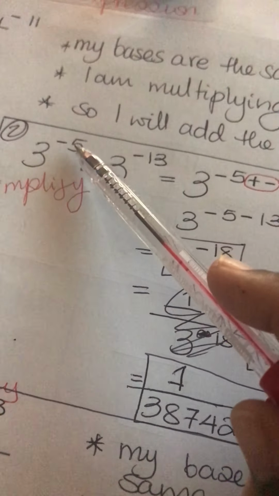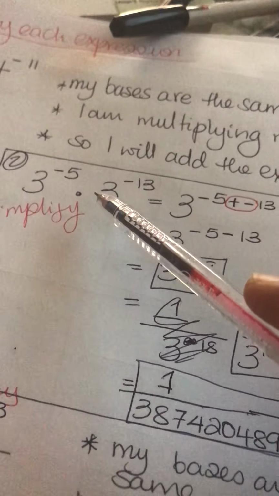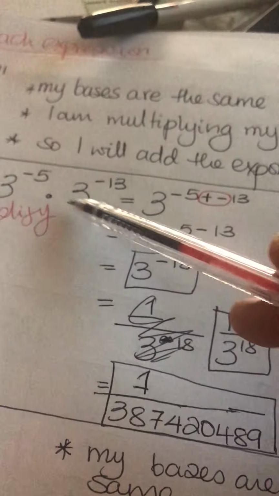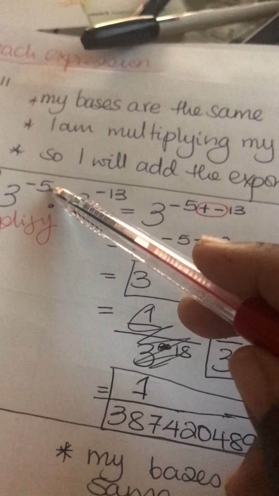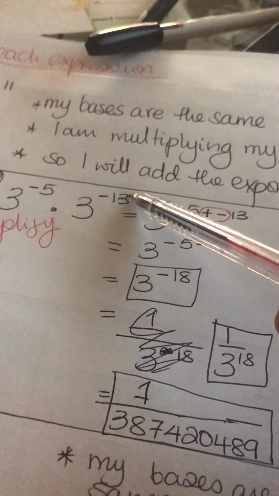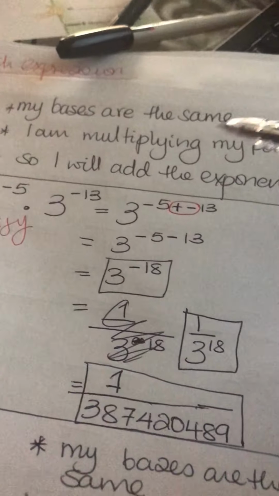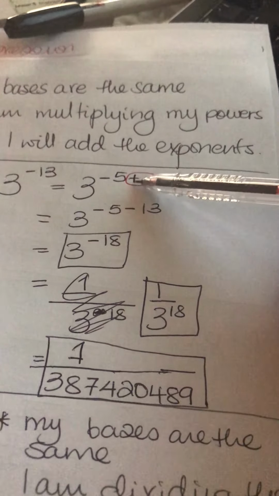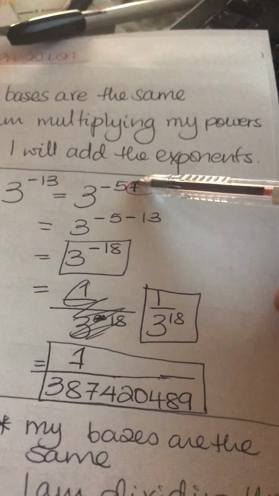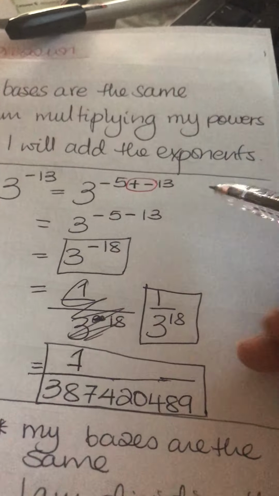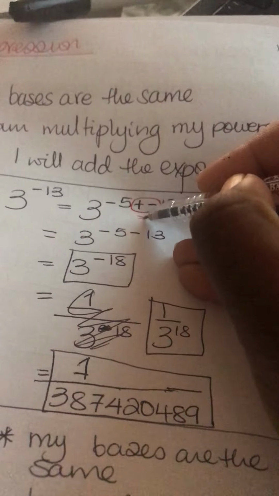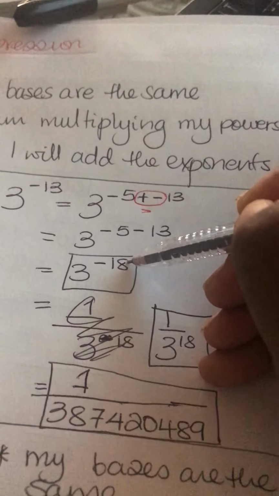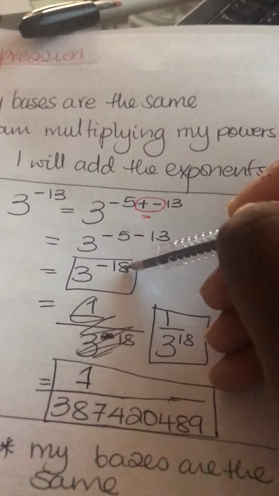All right. Let's try this one. So we have 3 to the negative 5th power, multiplied by 3 to the negative 13th power. My bases are the same. I will add my exponents. Okay? So now I have a negative plus a negative. When I put my signs together, they become a negative. So negative 5 minus 13 becomes negative 18.